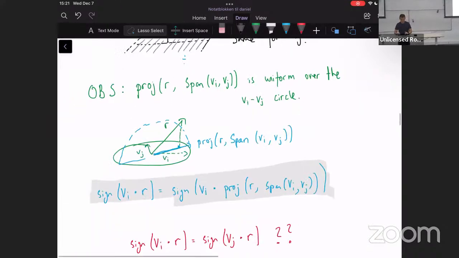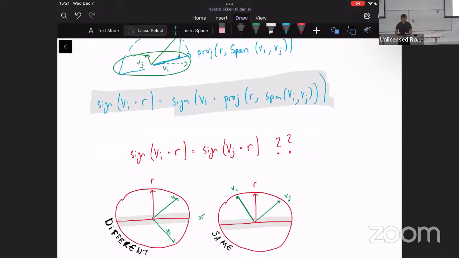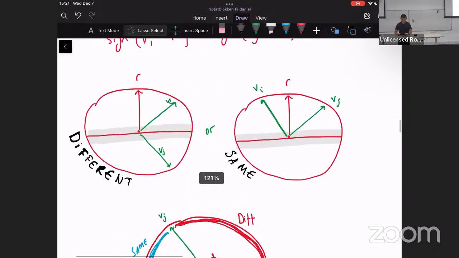Right, almost done. Because now all we're interested in is the vi vj plane that gives us a circle, and r is pointing somewhere in the circle. And what we care about is vi dot r and vj dot r: do they have the same sign or not? The geometric way of viewing this is the following. You have the circle, r points somewhere, and that splits the circle into two half circles: the ones that will get positive, and the ones that will get negative.